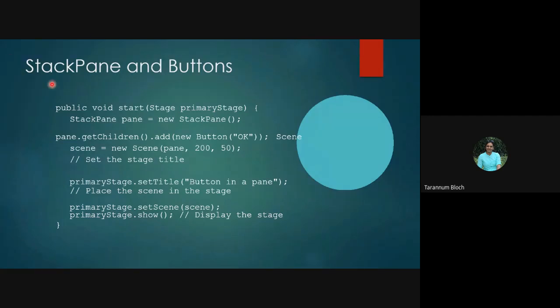Here is an example of a stack pane and a button. So what we will do is, we always will write the setup in the start stage. This we have done in our practicals of the lab also. What we did is public void start, and we have taken the stage which is primary stage. Primary stage is the first stage, right?